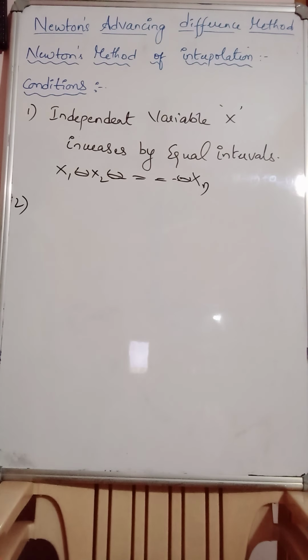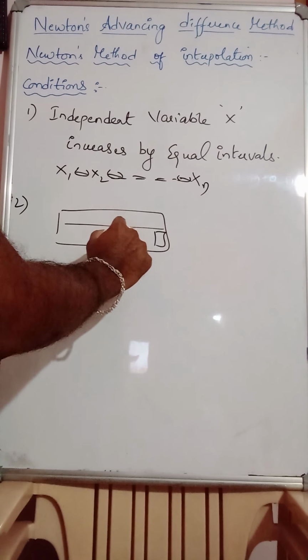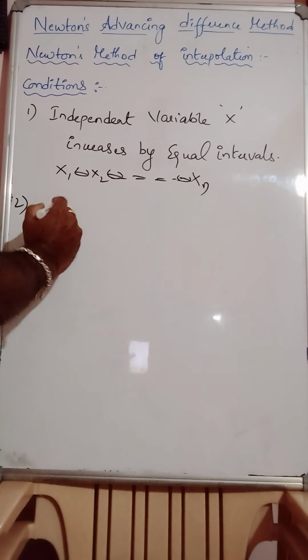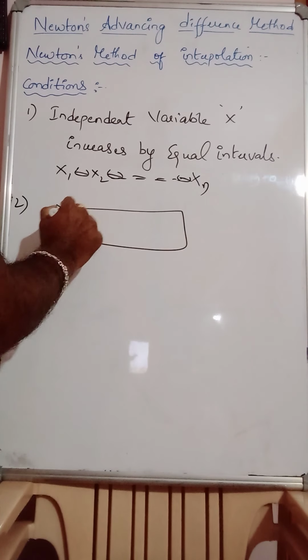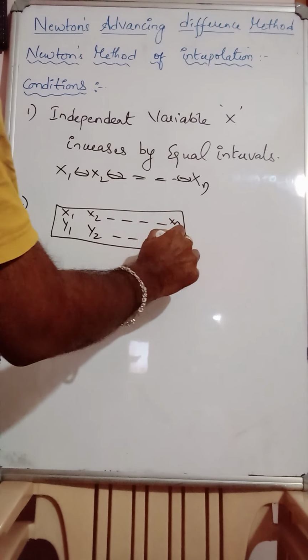Second condition: in the binomial expansion method, clearly the missing values you can see. One is inside and one is outside in the binomial expansion method. But in Newton's method, it is not like that. In Newton's method, there is a slight difference. So in Newton's method, what we have to observe, unlike the binomial expansion method, is that it is not necessary that the value of y to be interpolated corresponds to one of the values of x. See here, x1, x2 and so on xn, y1, y2 and so on yn.